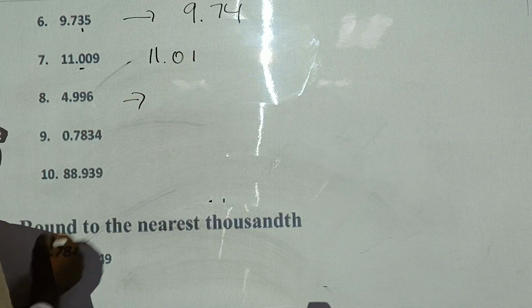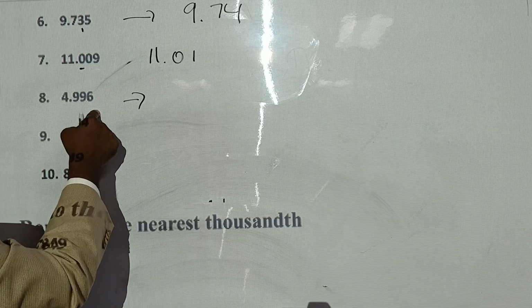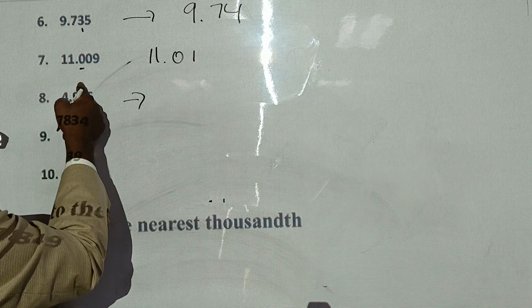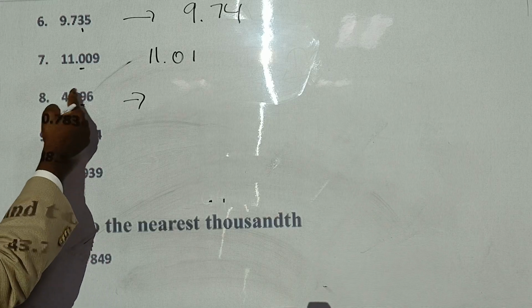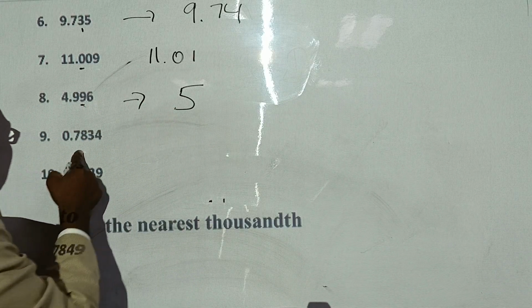This one here, we got 4.996. The number after the hundredth place is 5 or more. Our hundredth place is a 9. So when I move 6 over there, it becomes 0. I move here, it becomes 0. This will become 5.